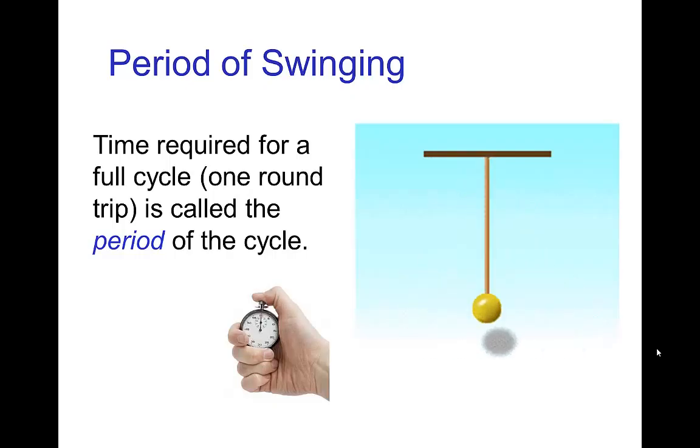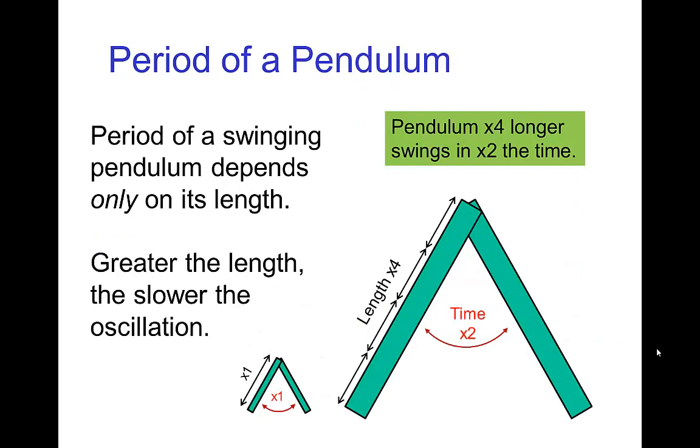Now, let's talk a little bit about the amount of time, the actual timing that occurs during swinging motion. Whenever we have some kind of repeated motion, like swinging back and forth, or vibrating up and down, or oscillating back and forth, all of these types of repeated motions are called periodic motion, and the time it takes to complete a full cycle is called the period of the cycle. That would be the number of frames that it takes to make one round trip in, say, swinging motion.